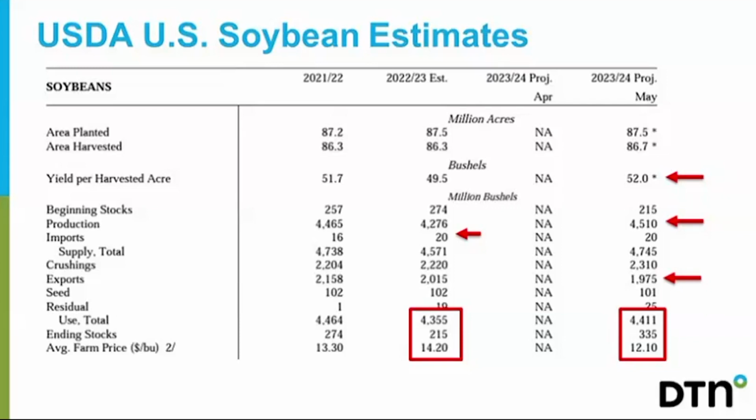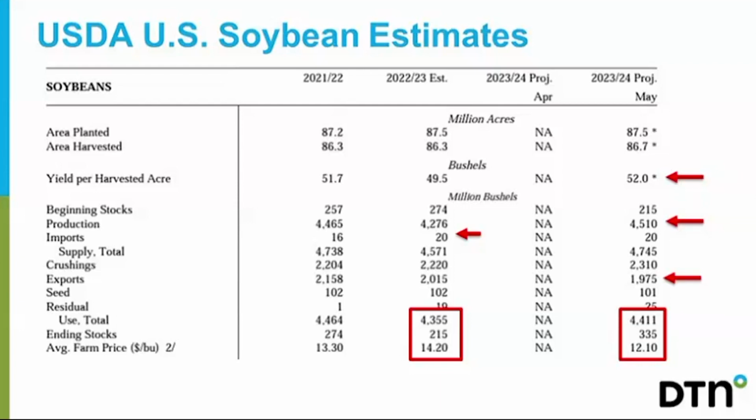Still a tight situation historically. It's among the lowest ending stocks estimates in 7 years for the old crop situation. Nothing else changing there. Export estimates staying the same, and I believe the crush also stayed the same.